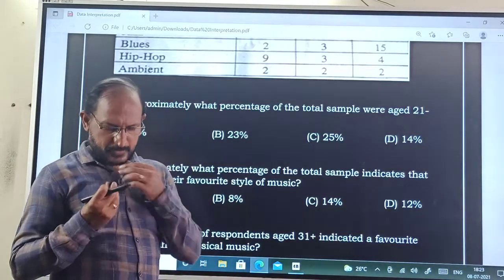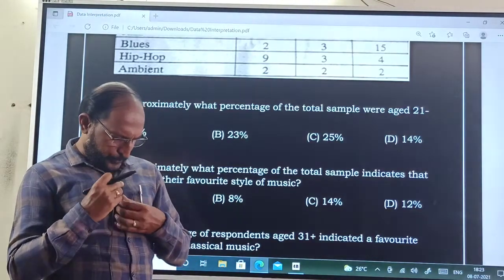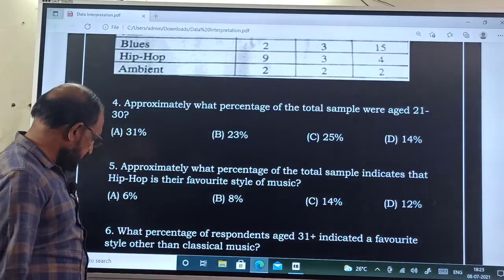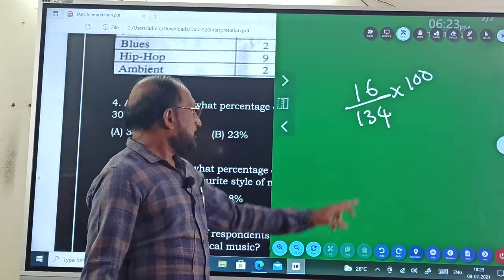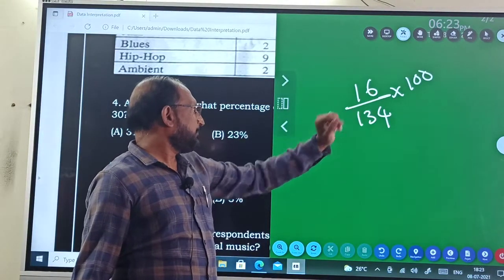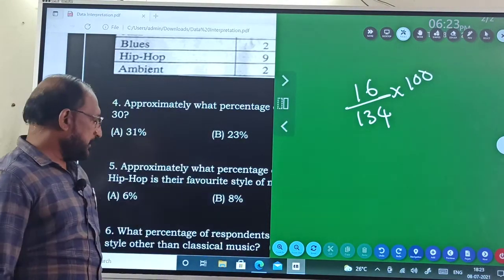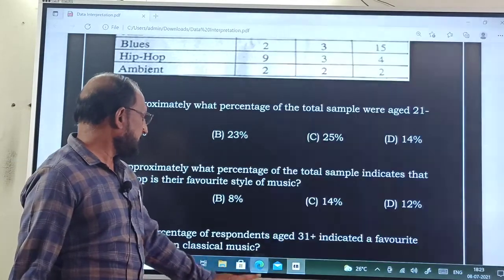You got it? 12% is the answer. So 16 by 134 into 100 will get the answer. The next.